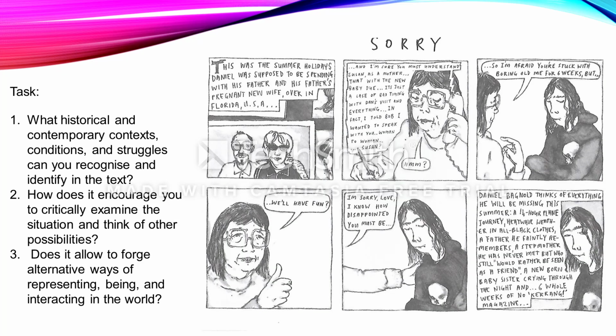Let us now analyze this task. What historical and contemporary contexts, conditions and struggles can you recognize and identify in the text? How does it encourage you to critically examine the situation and think of other possibilities? Does it allow to forge alternative ways of representing, being and interacting in the world? Go through the text. You may want to stop the video for a minute and try answering these questions.